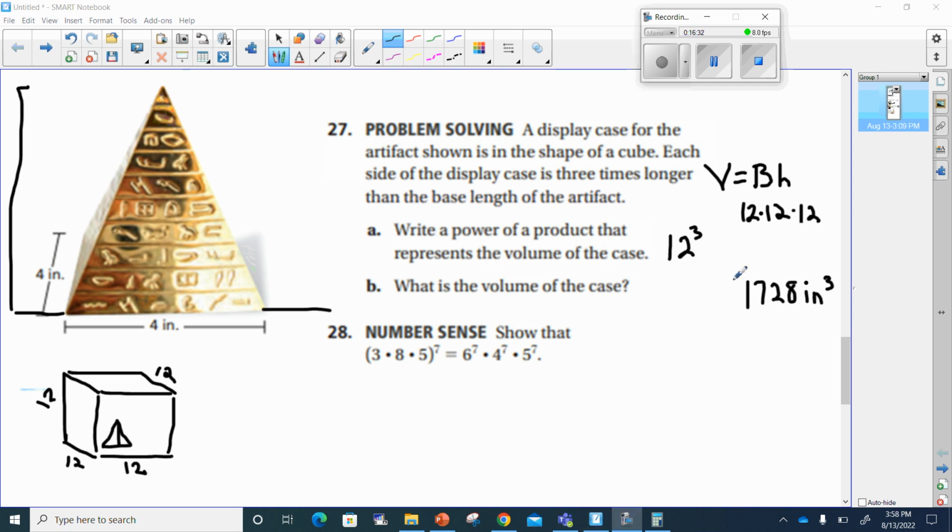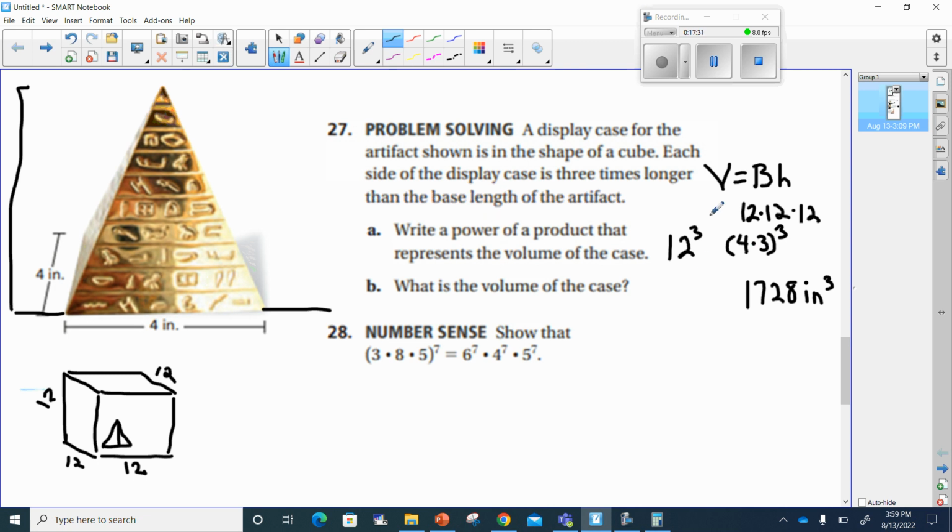Now, as I'm looking at this, another way we could write 12 times 12 times 12, let's see here. It says, write a power product that represents the volume of the case. I'm thinking since they said the base of the artifact is 4, and they're saying it's 3 times longer than the base, that'd be 4 times 3. And then since we're multiplying for volume, we have to do it 3 times. We could also write this as 4 times 3 to the third power. So I'm trying to see which is the more correct way. Write a power of a product, and that means we want to go with this one here. This is the power of a product. Remember, product is a multiplication, right? A multiplication equation. That's 4 times 3.